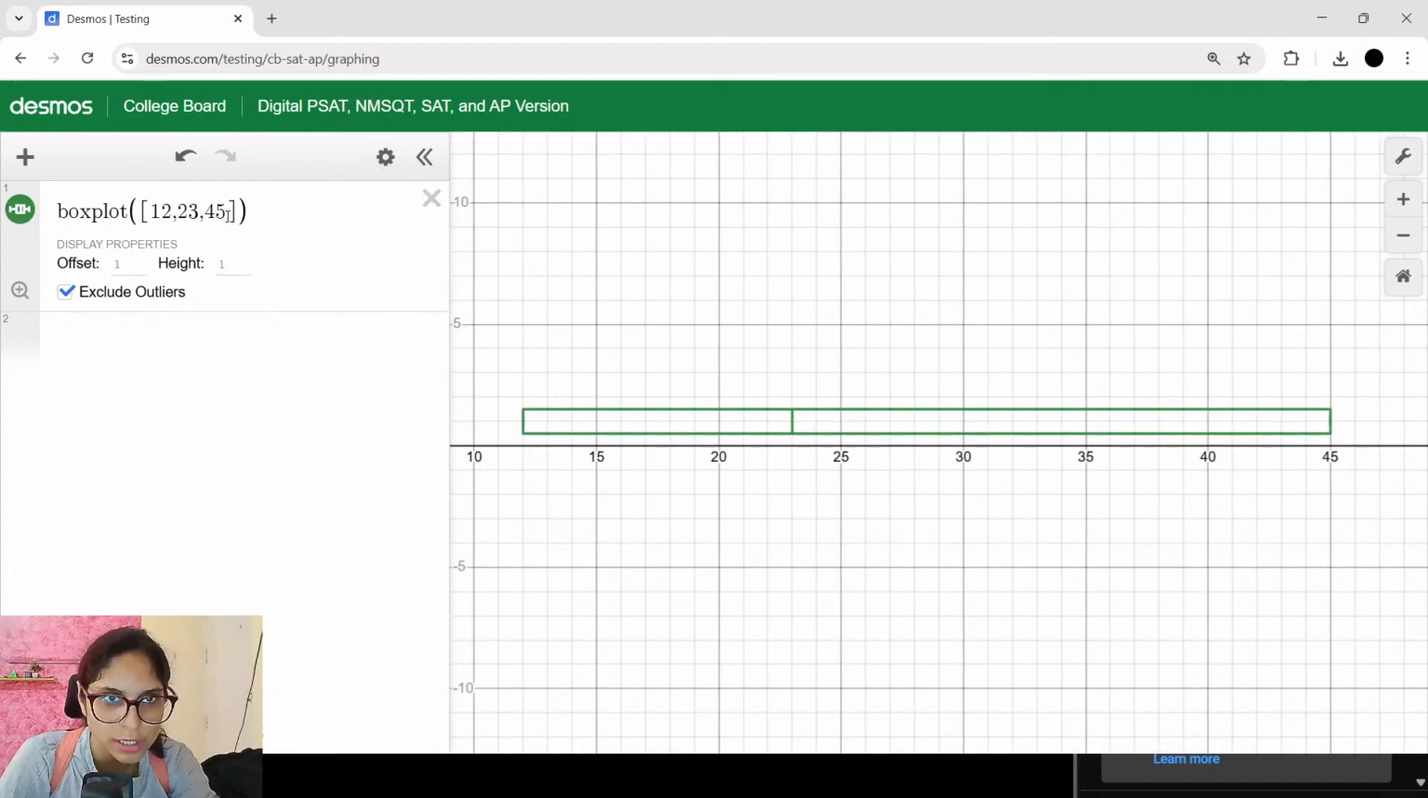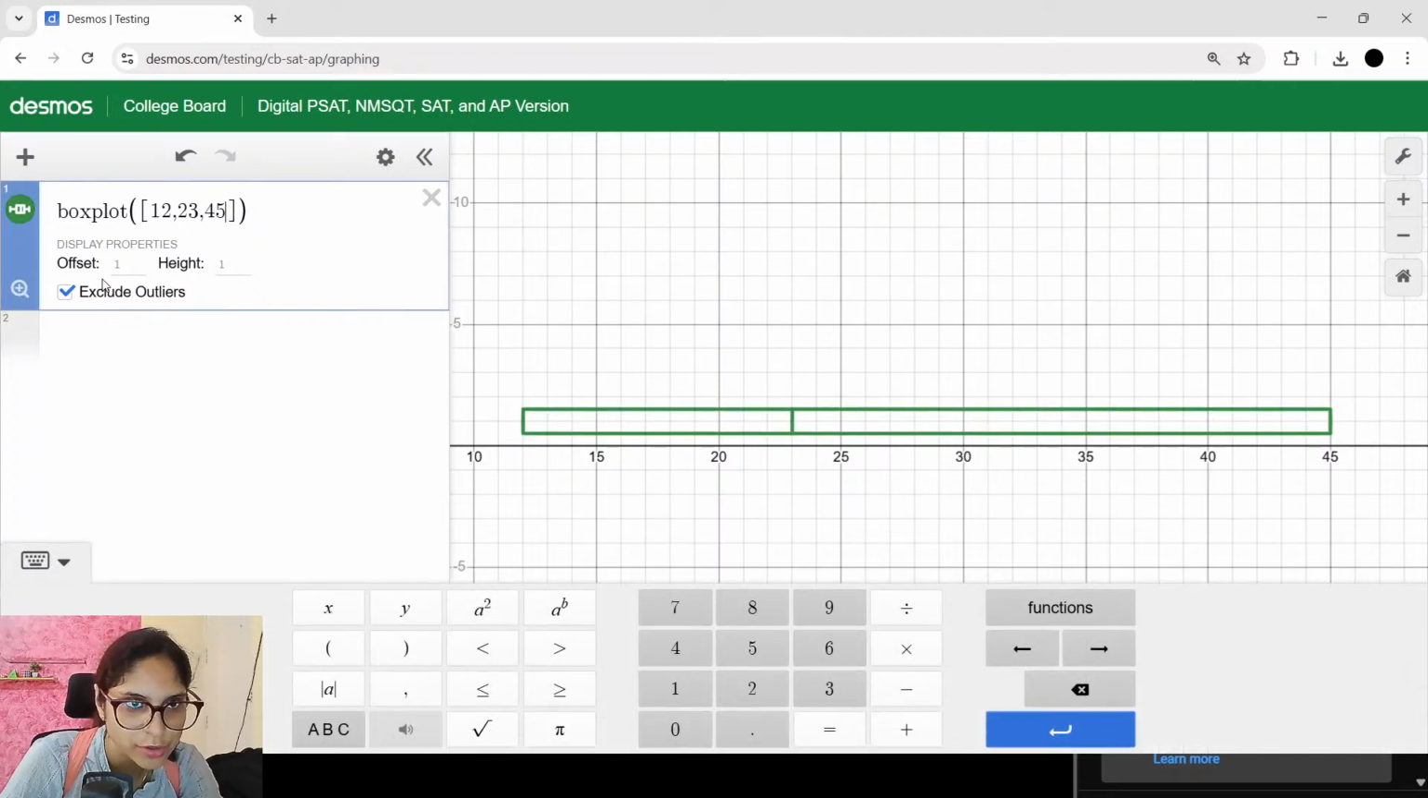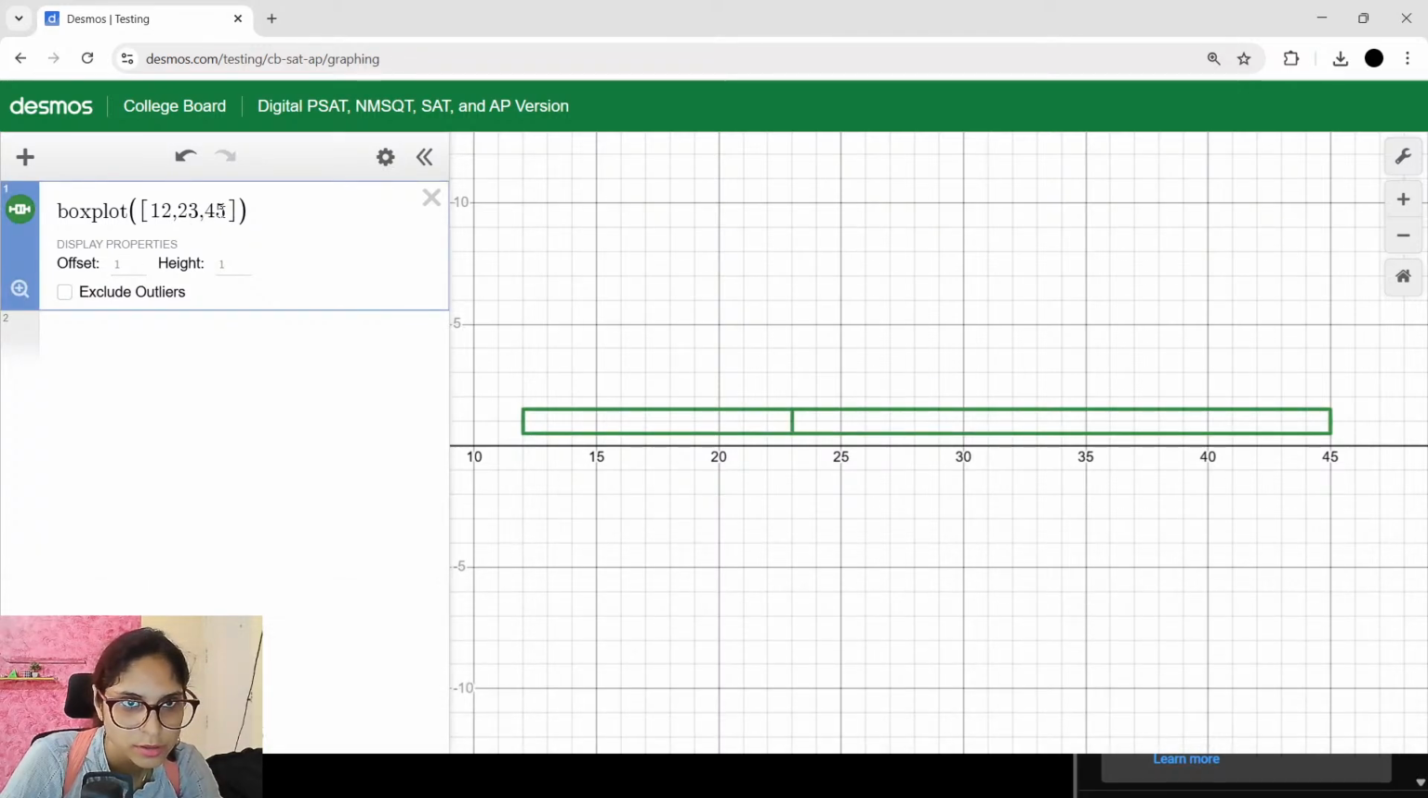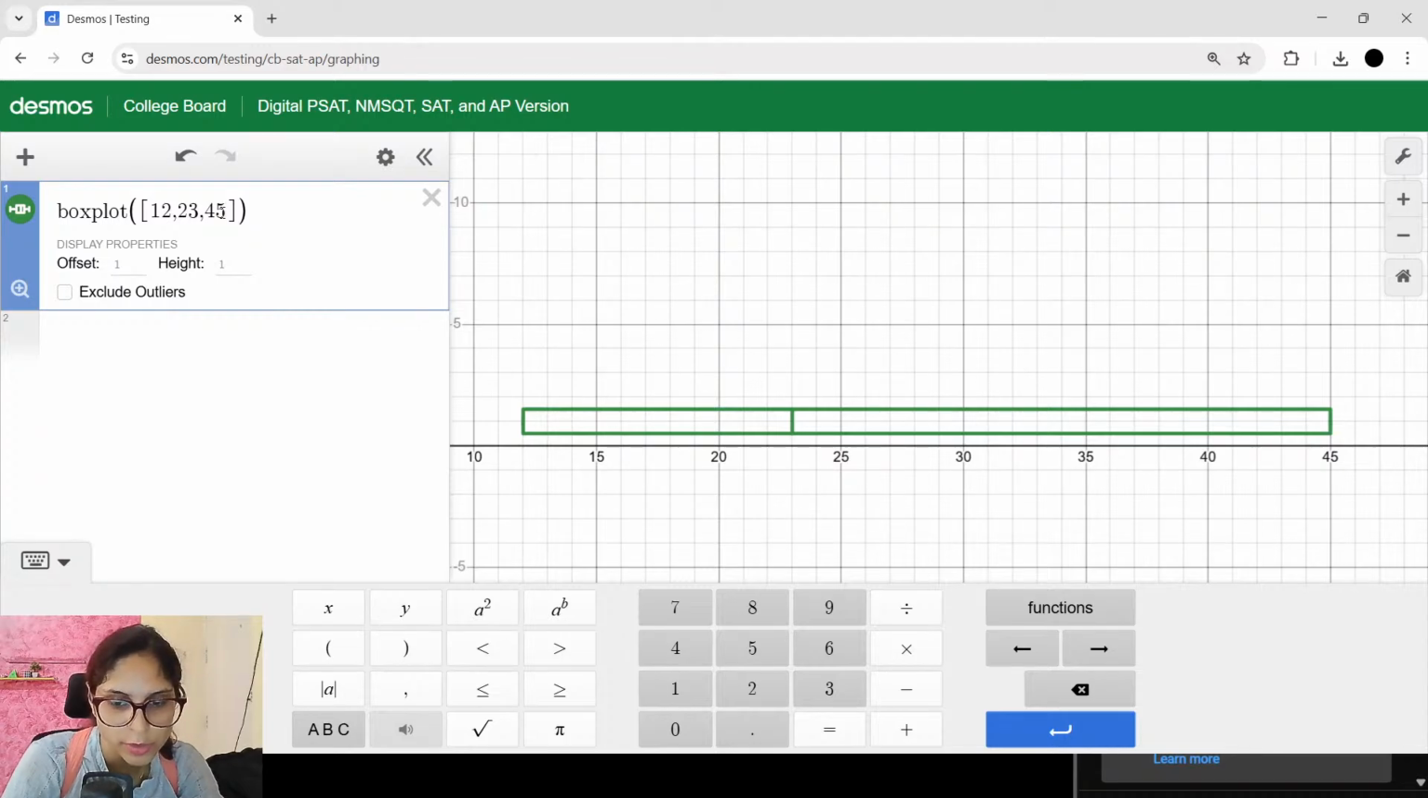So let me write a few more values because you can see your box plot. And again, you can see if you want to exclude outliers or not.